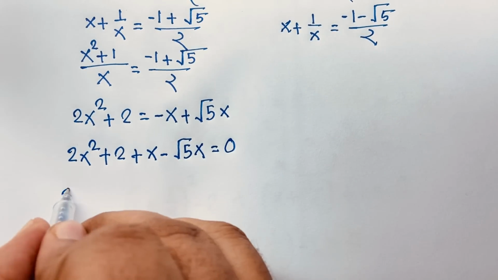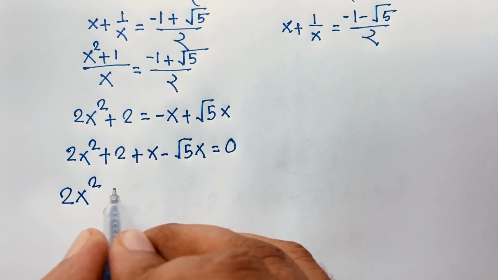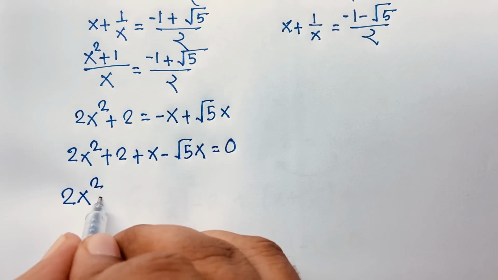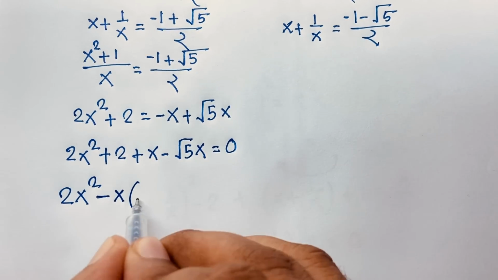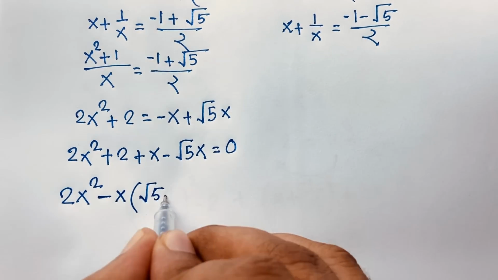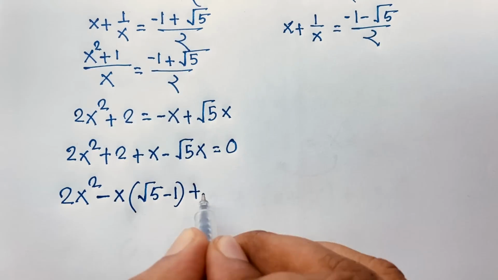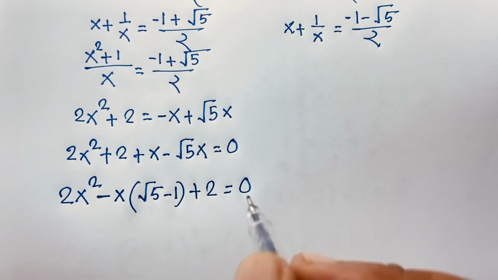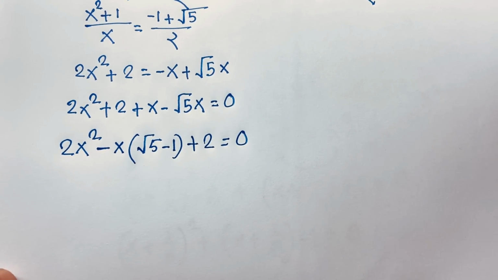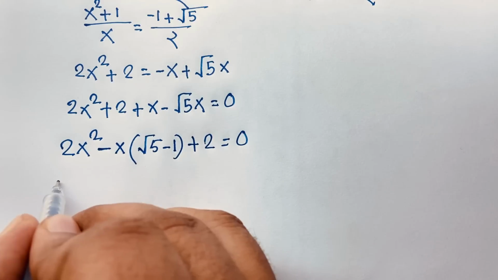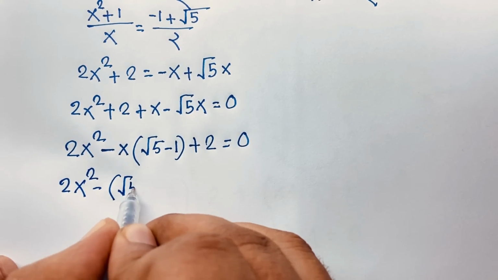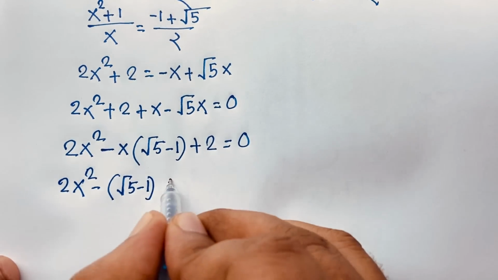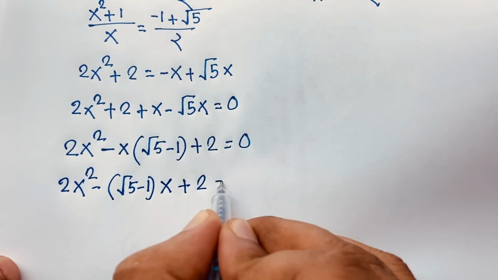Now you can see this expression will be 2x squared, and if I take the negative sign and negative x common, it will be square root 5 minus 1, and here positive 2 is equal to 0. So we'll find a nice quadratic equation. This quadratic equation will be 2x squared minus (square root 5 minus 1) x plus 2 is equal to 0.